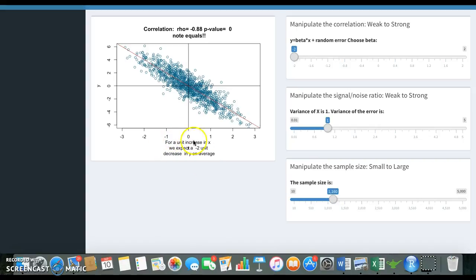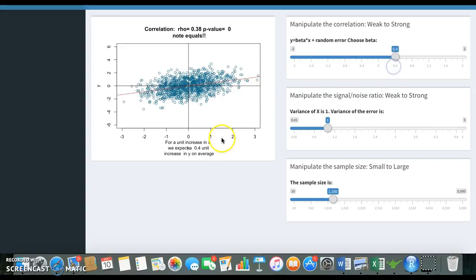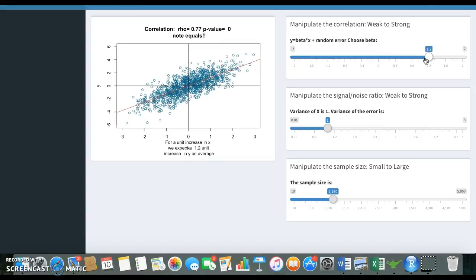And what I've done in here is this automatically generates the correct interpretation for the regression coefficient. So if we take a regression coefficient of 0.4, then for a 1 unit increase in x, we would expect a 0.4 unit increase in y on average. I don't know why there's an x there. It won't go away no matter what I do in the code. Okay, so this will show you how to interpret the slope coefficient.